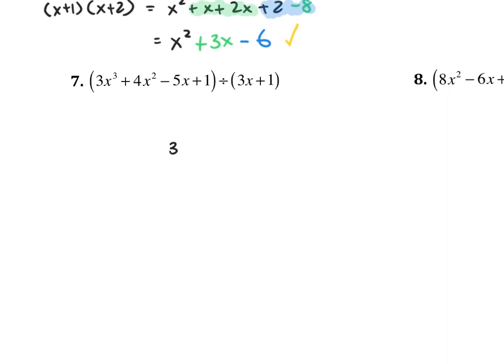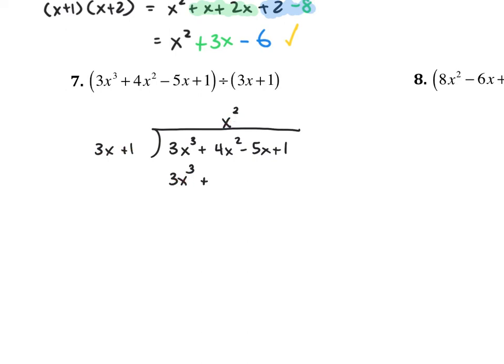So 3x cubed plus 4x squared minus 5x plus 1, and let me put 3x plus 1 outside. So I ask myself this question, how do I make this match up exactly with that? Well, I need to multiply everything by x squared. So I'm going to distribute the x squared here. X squared times 3x is 3x cubed, and x squared times positive 1 is positive x squared.